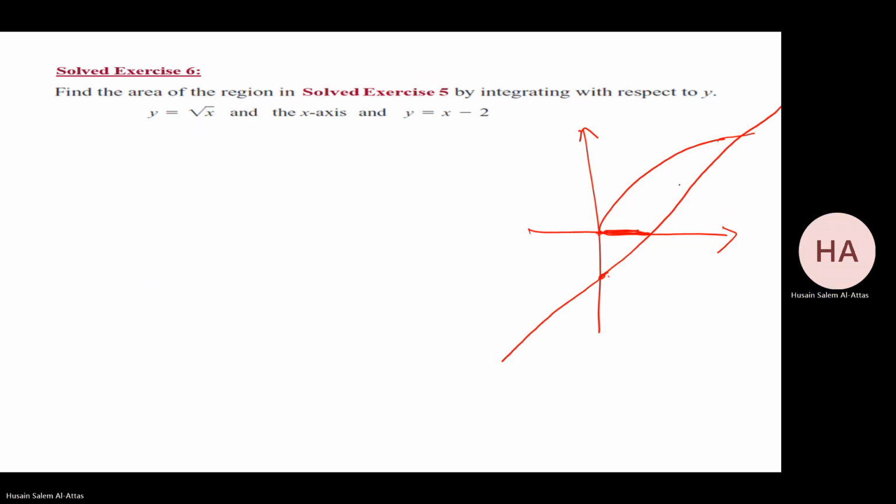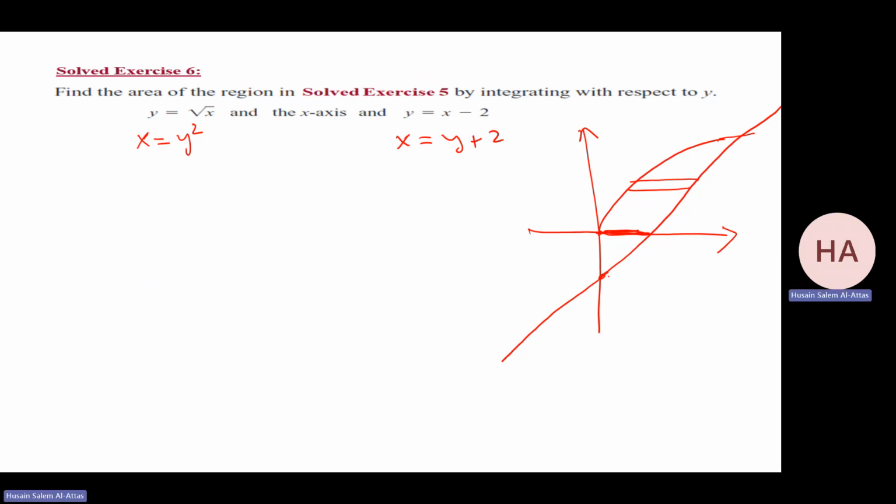That's one thing. If I'm doing it in terms of y, this is the strip, I don't need to have two areas. I will take only one area, because it will always be the one to the right minus the one to the left. There is no change in the larger and smaller. But now I need to write everything in terms of y. So it means I have here x equals y squared, and I have here x equals y plus 2.